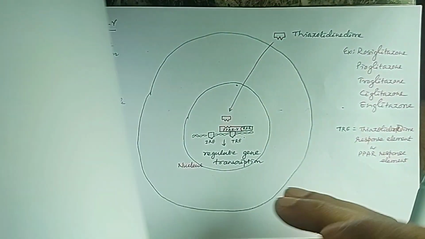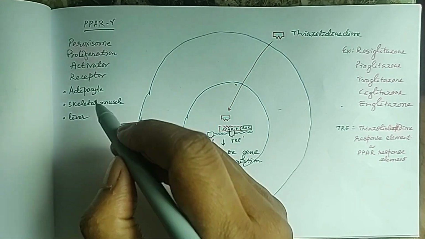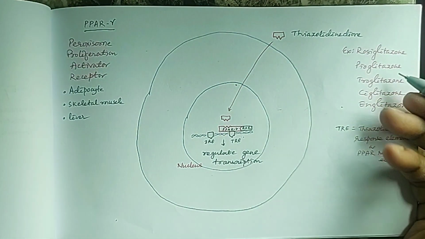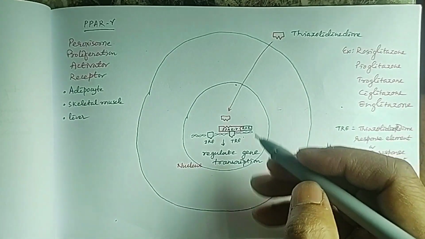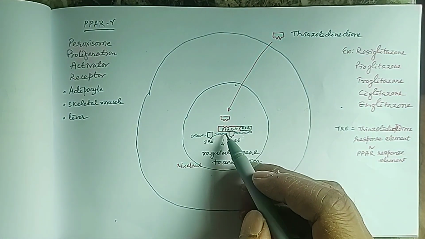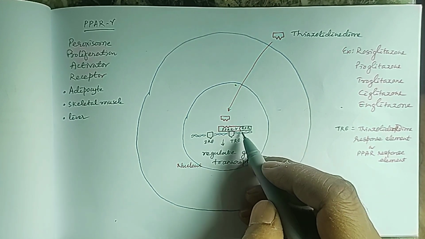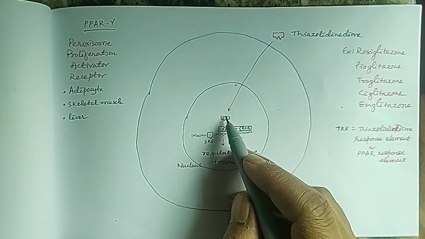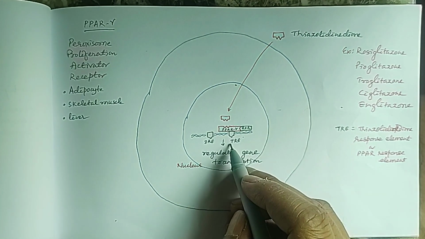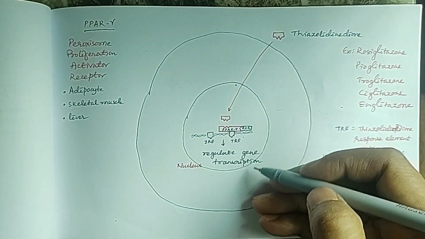So let us take one example of a nuclear receptor, PPAR gamma, peroxisome proliferator activated receptor, which is located in the adipocytes, skeletal muscle and liver. When the agonist thiazolidinediones like rosiglitazone, troglitazone, pioglitazone are administered, they will enter into the nucleus and bind to the PPAR gamma, which forms a dimer with another receptor, retinoid X receptor, RXR, and this thiazolidinedione and receptor complex will bind to the PPAR response elements present in the DNA, which will regulate the gene transcription.